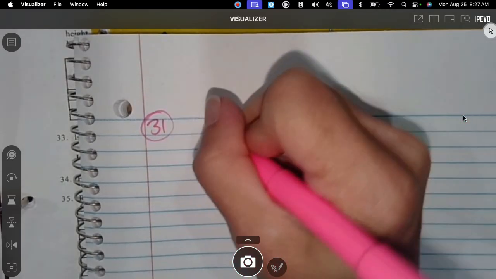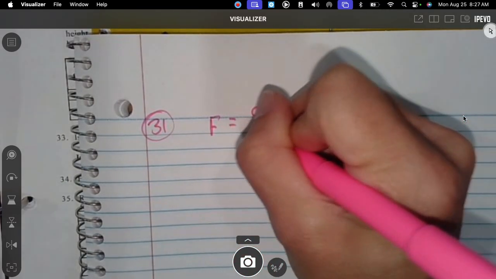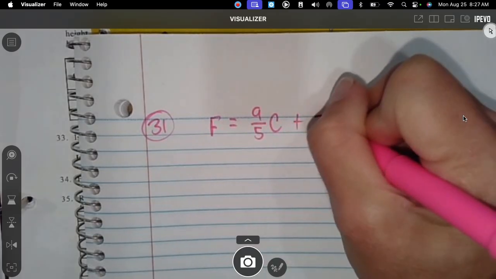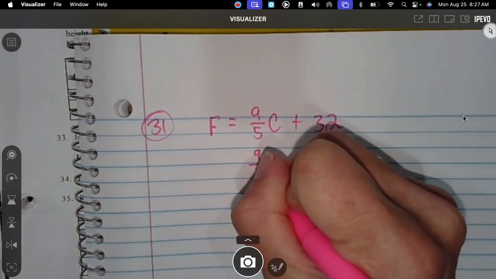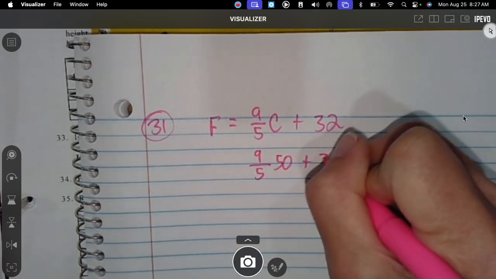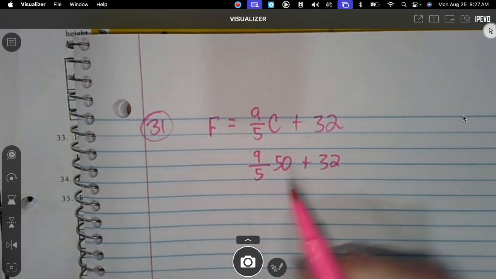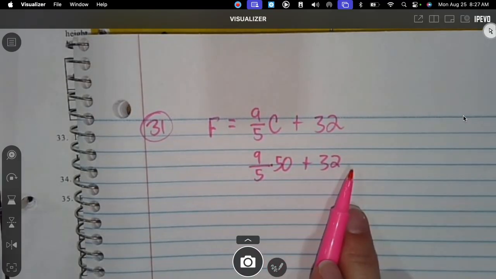Number 31. They give us a formula. This is the formula for degrees Celsius and Fahrenheit. Did y'all know that? Because when you saw the F and the C, you would have thought Celsius and Fahrenheit. So it says if the degrees Celsius is 50, what would I plug the 50 in for? C. It tells us Celsius is 50. So that means I need to plug in 50 right here. That's 9/5 times 50 plus 32.